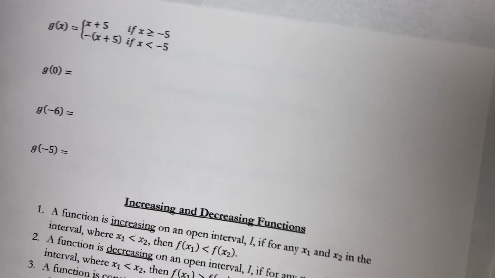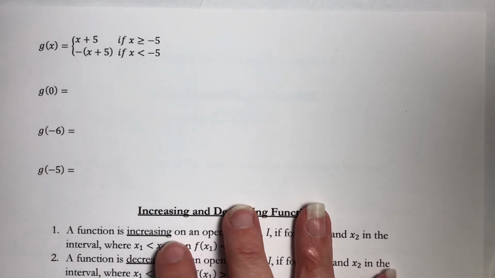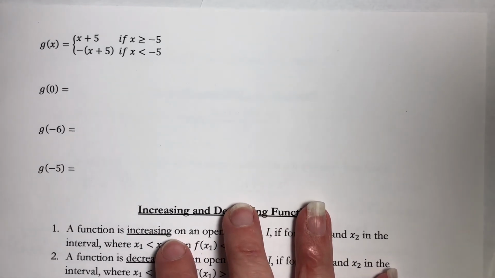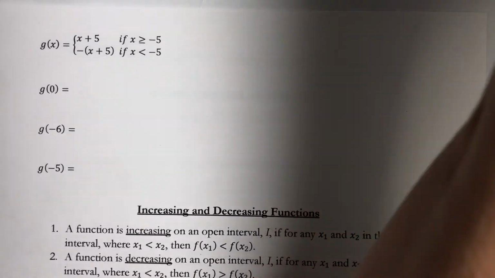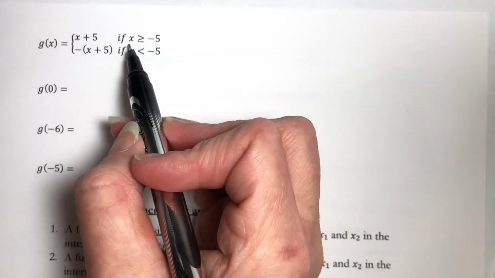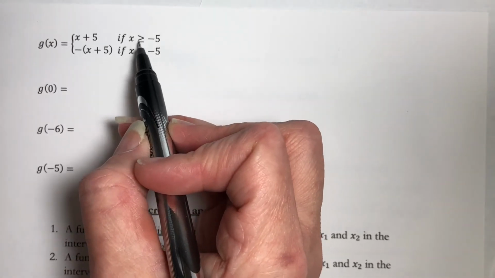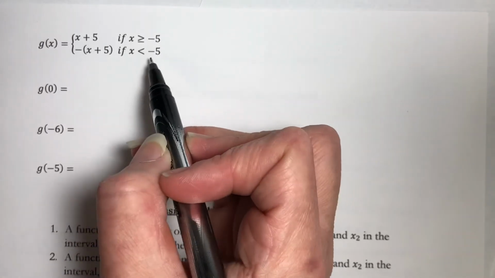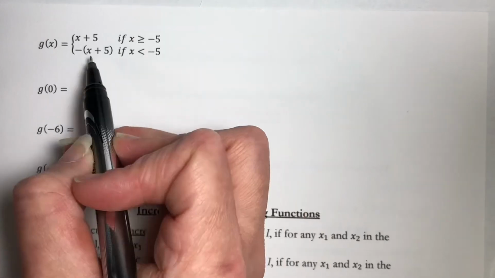Okay, now let's do another one of these. Our function g of x is defined to be x plus 5 if the x value we want to plug in is bigger than or equal to -5. But if the number we want to plug in is smaller than -5, we have to use this line.